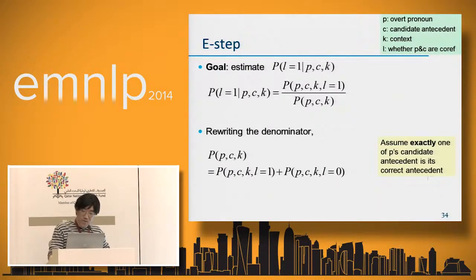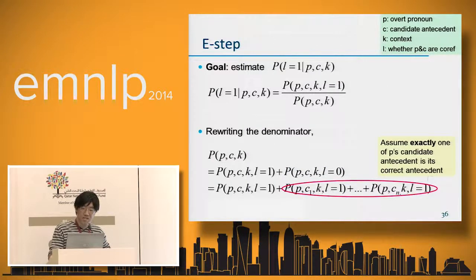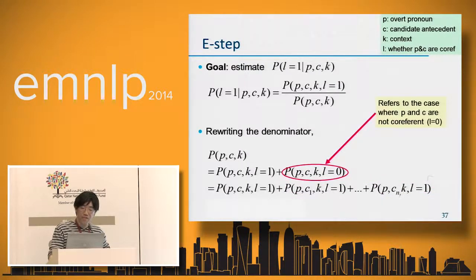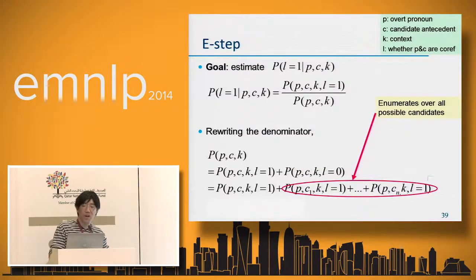Now, assuming that exactly one of the pronoun P's candidate antecedents is its correct antecedent, we can rewrite this probability as this. Why is that the case? Well, if you think about this, this probability refers to the case where the pronoun P and the candidate antecedent C are not coreferent, because in this case, L is 0. And because of our assumption, one of the remaining candidate antecedents of P must be its correct antecedent. And so this sum just enumerates all possible cases over all possible candidate antecedents.